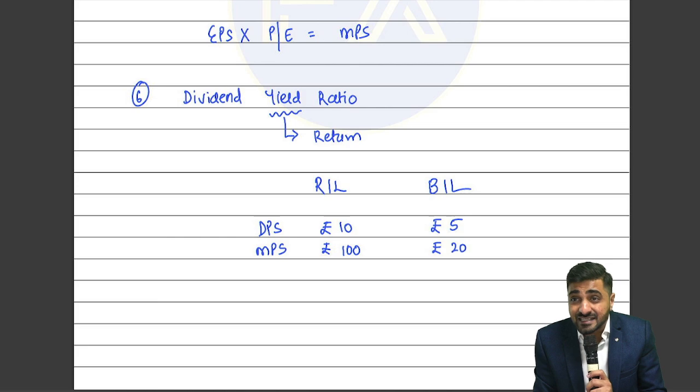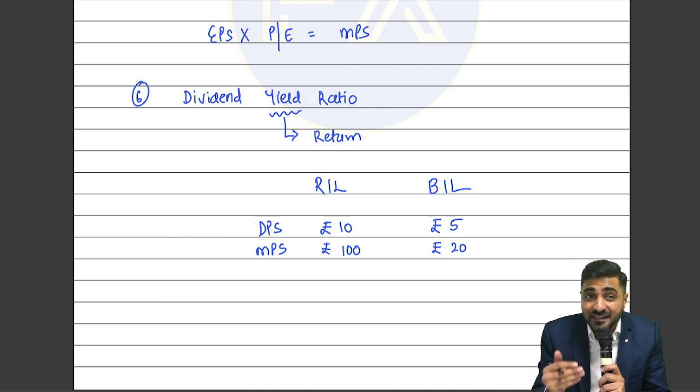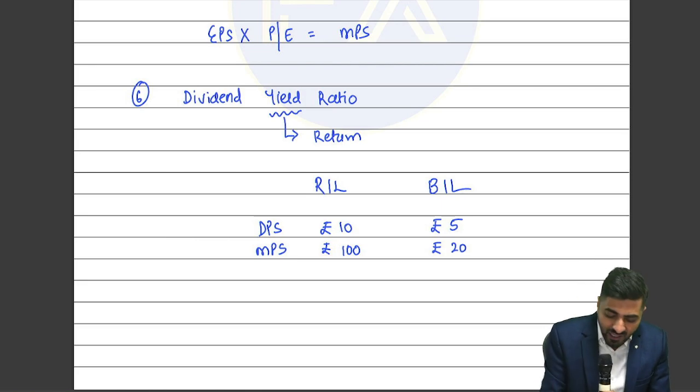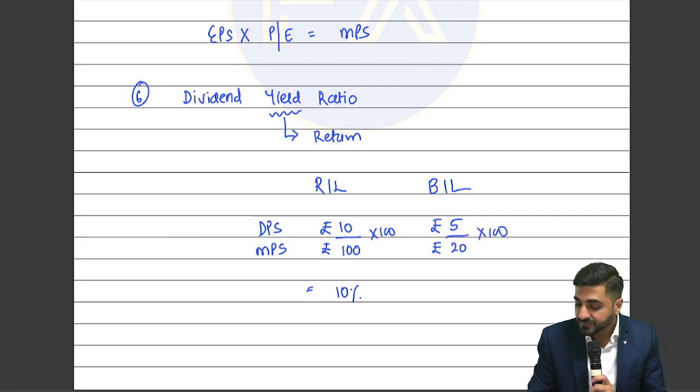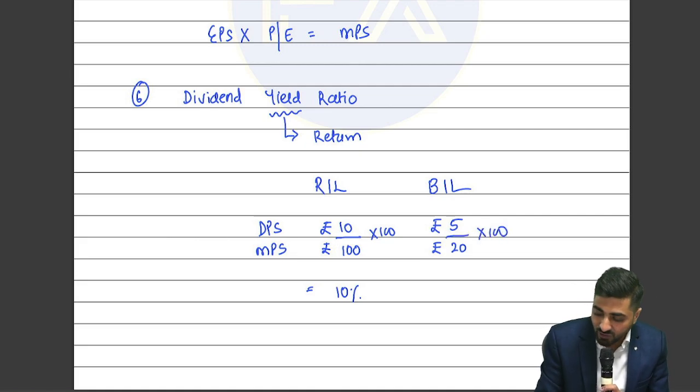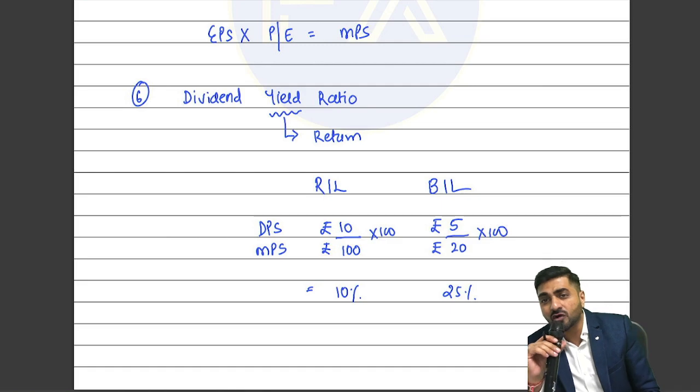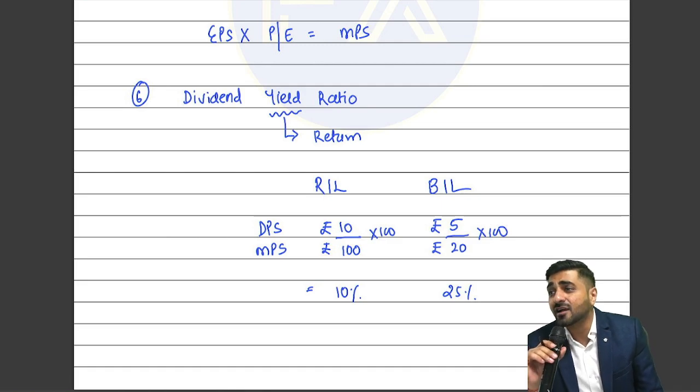Which company is yielding more dividend on a percentage basis? BIL. Come on. Because in RIL you can just check: if I take DPS upon MPS into 100, this is 10%. And this is 5 upon 20 into 100, which is nothing but 25%. So you would like to invest more in which company? BIL.